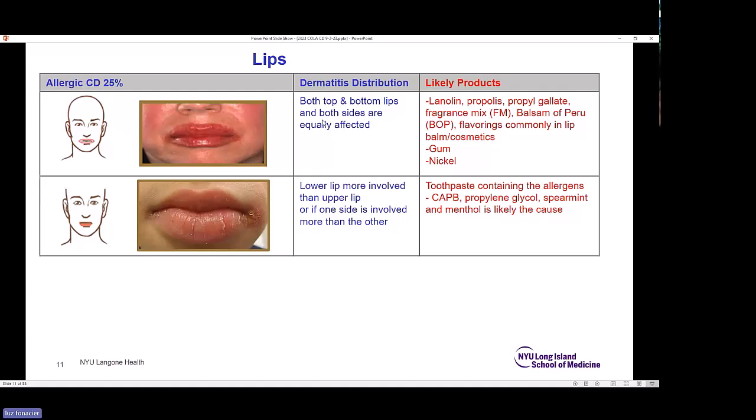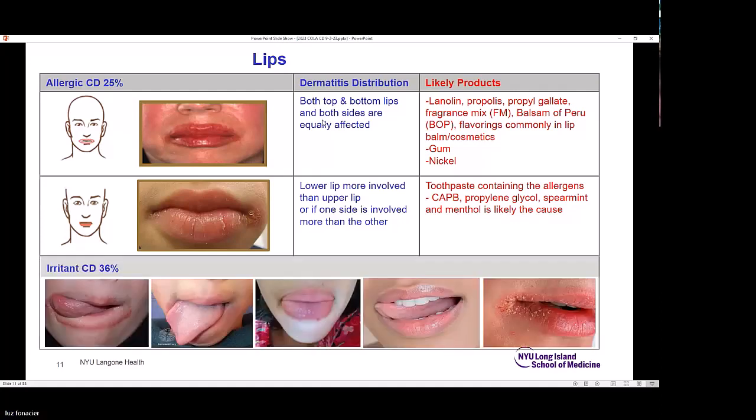Incidence of allergic contact dermatitis of the lips is about 25%. Again, patch testing will help you. But the most common cause of lip dermatitis is actually irritant, close to 40%. And you can see why lip licking has become a very common cause, especially in young children. You can pick this up during the office visit of the child where they can't stop lip licking.